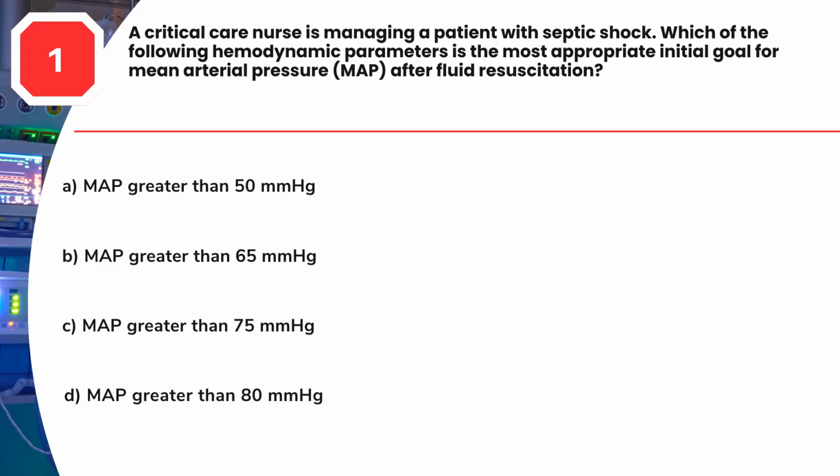A. MAP greater than 50 mm of mercury. B. MAP greater than 65 mm of mercury. C. MAP greater than 75 mm of mercury. D. MAP greater than 80 mm of mercury.